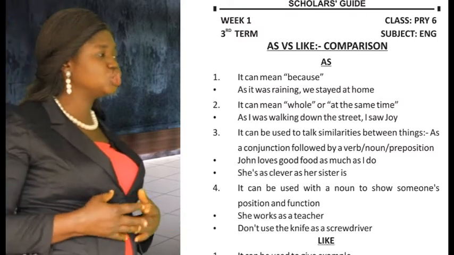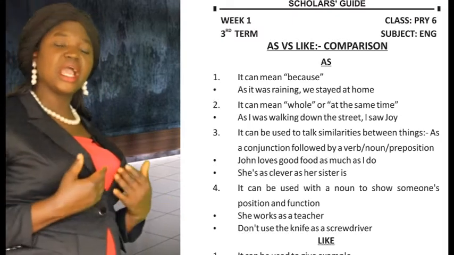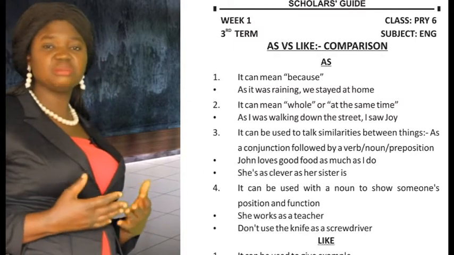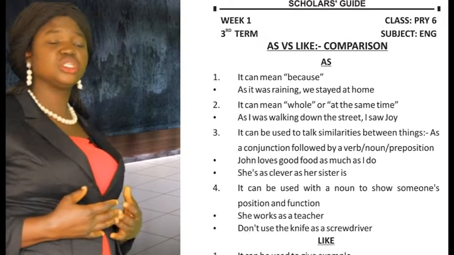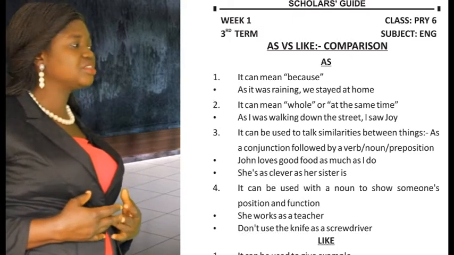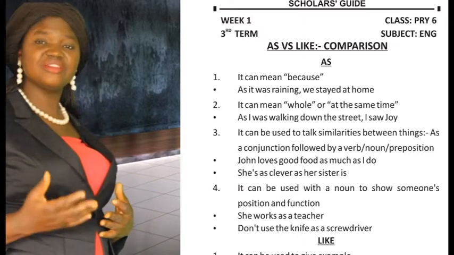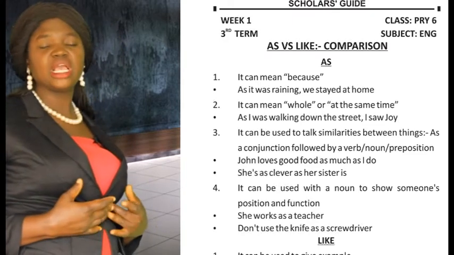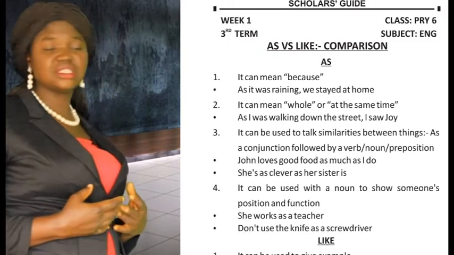So we have 2 examples there. The first example says, John loves good food as much as I do. That means I love good food. John too loves good food. So we have something that is similar. That is food. That's our likeness for food. So you see the usage of as there, followed by much there. All right. The second one that we have says, she's as clever as her sister. That means her sister is clever. She too is clever. So they have something in common, and we show that by the usage of as there, followed by what? A sister. You see, a sister there is what? A noun.